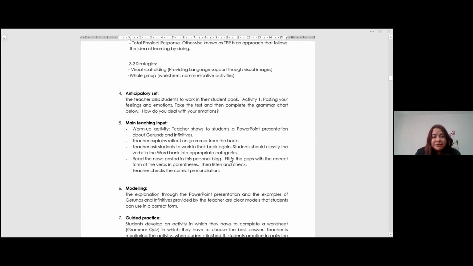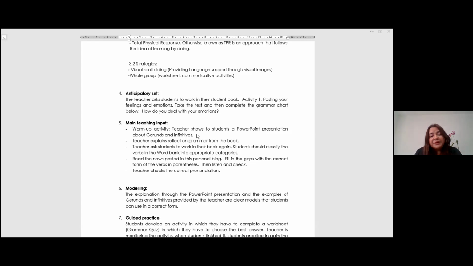Okay, for anticipatory set, the teacher asks students to work in their student book. Activity 1, posting your feelings and emotions. Take the test and then complete the grammar chart below. How do you deal with your emotions? This kind of activity, I think, is very important for students because they can practice their pronunciation and they can express their ideas. Okay, continue with main teaching input.